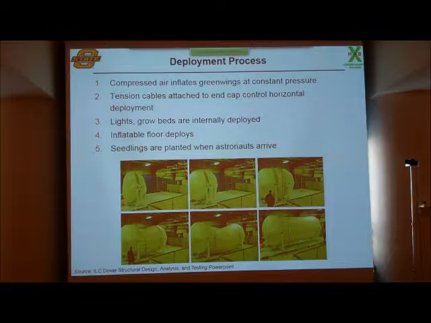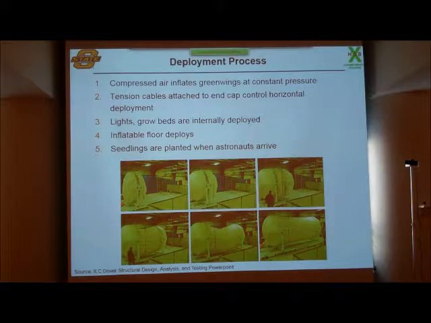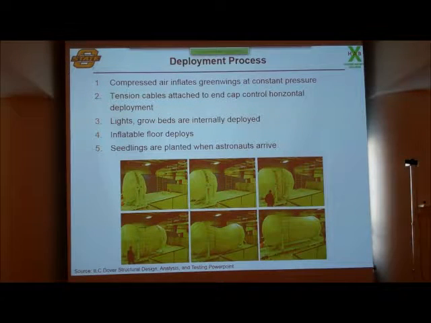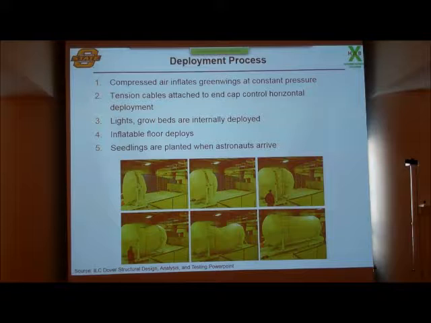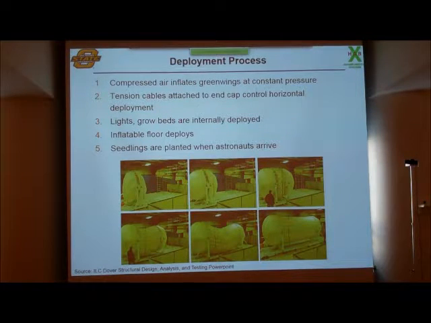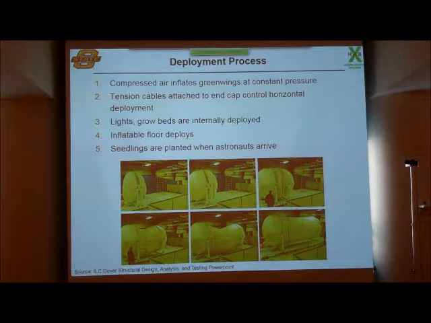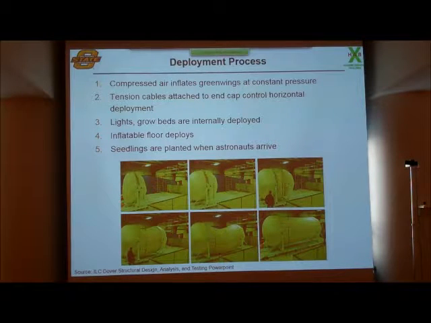As soon as the green wing is fully inflated to its 5 meter length, we will deploy the micro cast piles from the end cap at the end to secure the green wing on the very end. Next, we'll have the inflatable floor that will deploy on the inside. And finally, we decided that it would be best for us to bring plants and plant them when the astronauts are there, just because the germination process is very critical. It requires careful handling. And Jonathan will talk about that a little bit later as well.